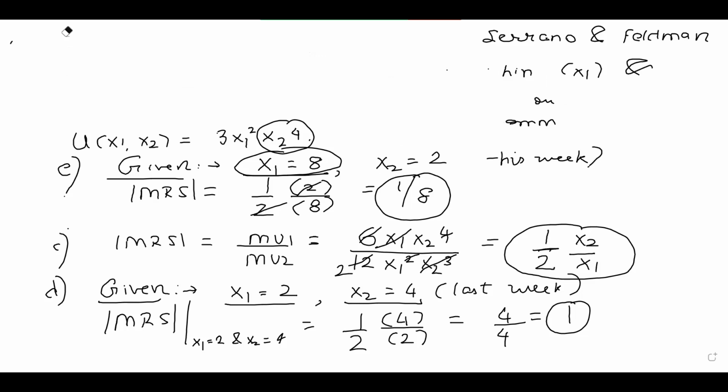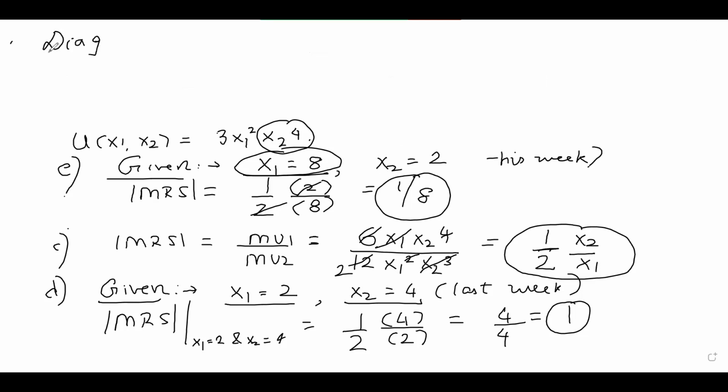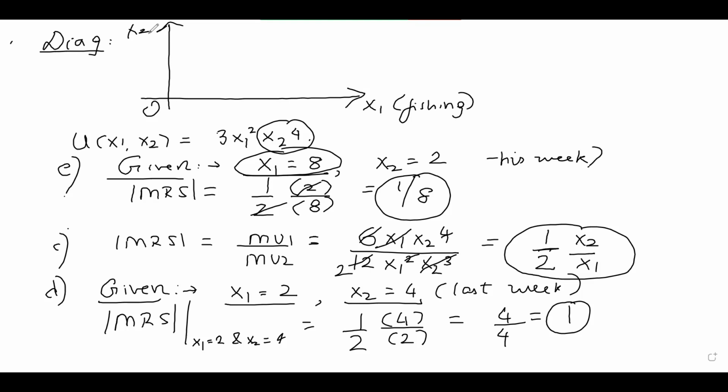We all know the topic and the question we are doing. So if I draw a diagram to depict this, students can look at this diagram. This is x1, which is catching fish. This is fishing. And x2 is hanging out on the hammock. If you look at the utility function, it looks very similar to Cobb-Douglas. It's a convex indifference curve.